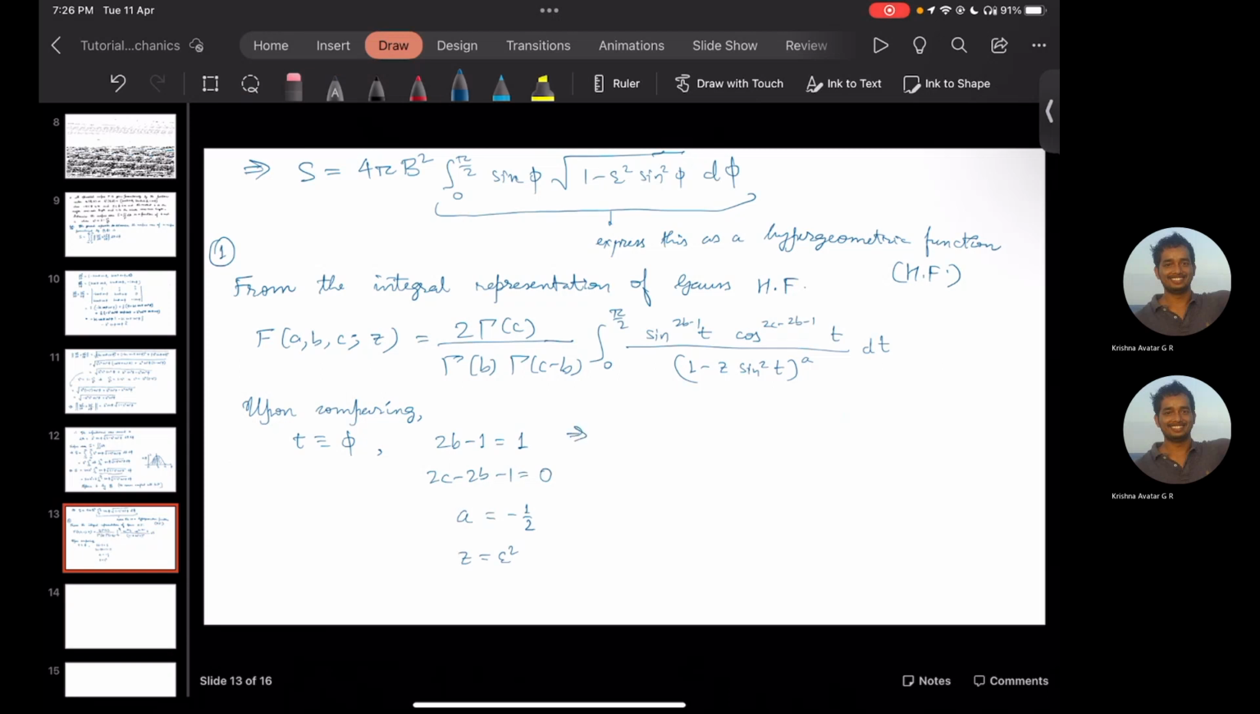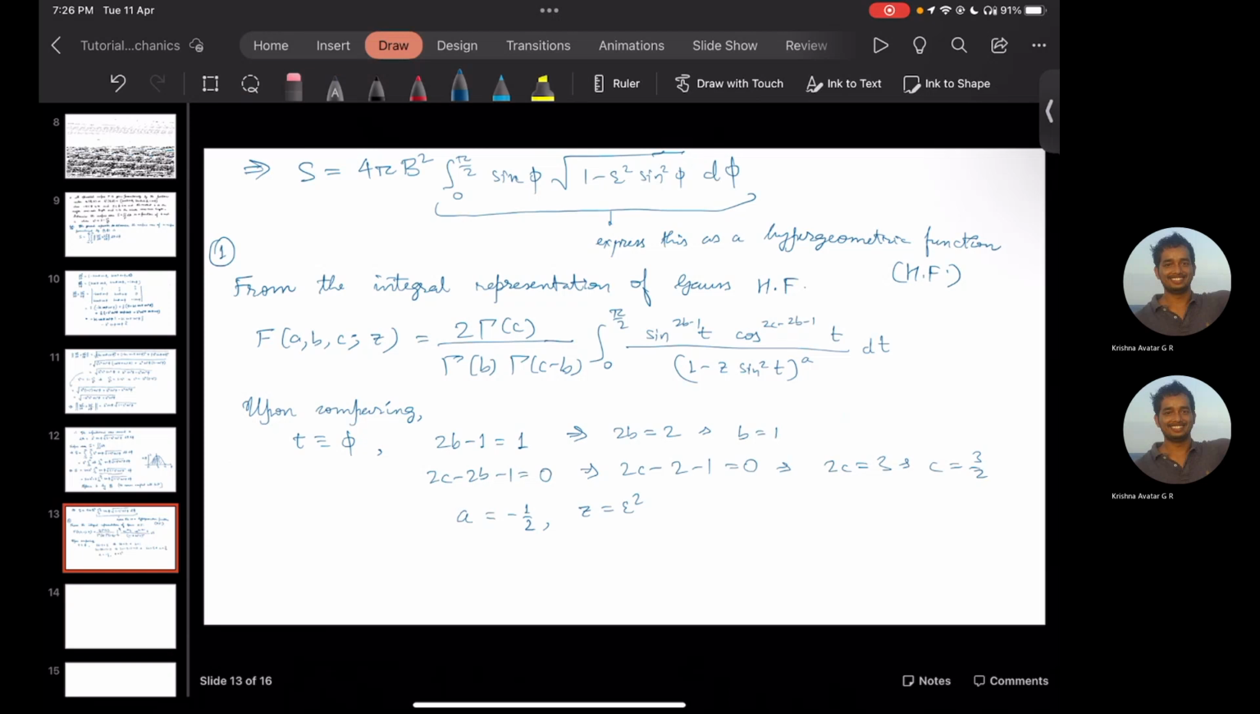Okay, so let's solve. 2b minus 1 is equal to 1 gives us 2b is equal to 2, and then b is equal to 1. Likewise, here we have 2c minus 2 minus 1 is equal to 0. So this means that 2c is equal to 3 and c is equal to 3 by 2. Okay, so our hypergeometric function, let me first substitute all the terms here, and then we'll have z is equal to epsilon square.